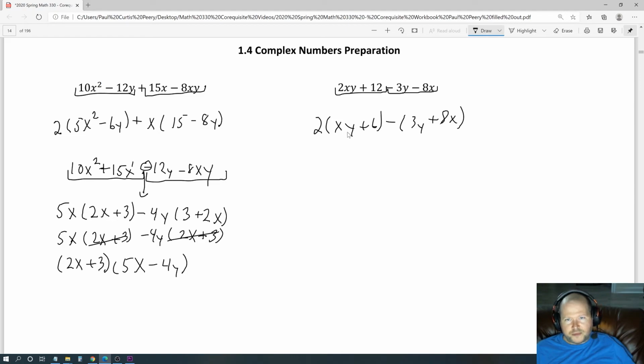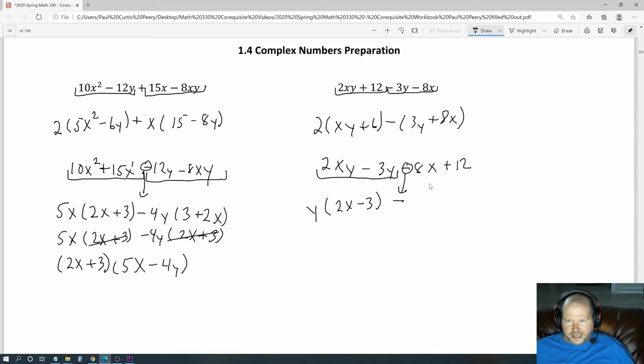So we want to group them according to the ones that have the most in common. So again, I'm just going to switch those 2 in the middle. So let's say 2xy minus 3y plus, well, let's put them in some kind of order here. So let's say minus 8x and then plus 12. There we go. So 2xy minus 3y, what can I factor out of both of those? A y. And that leaves me 2x minus 3. And I factor the negative right here out.